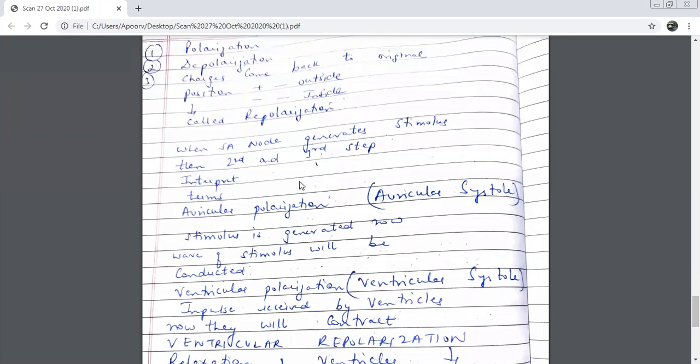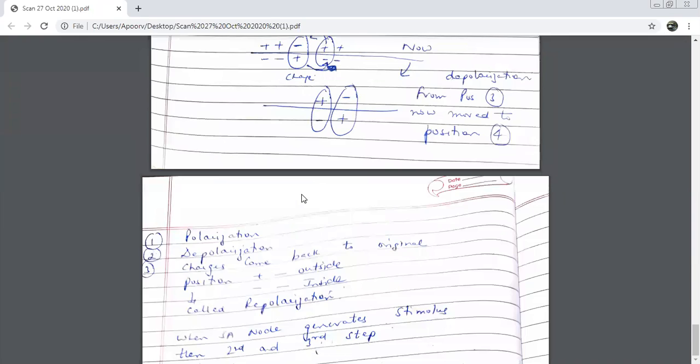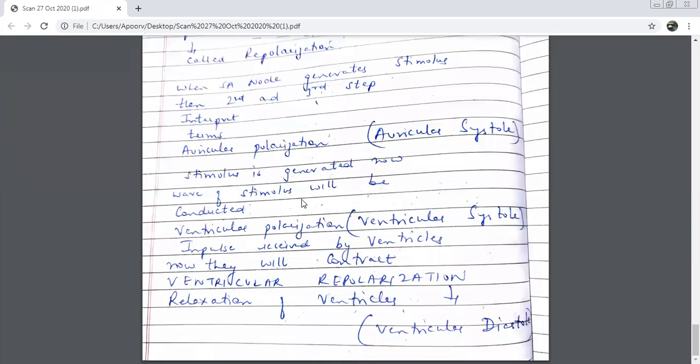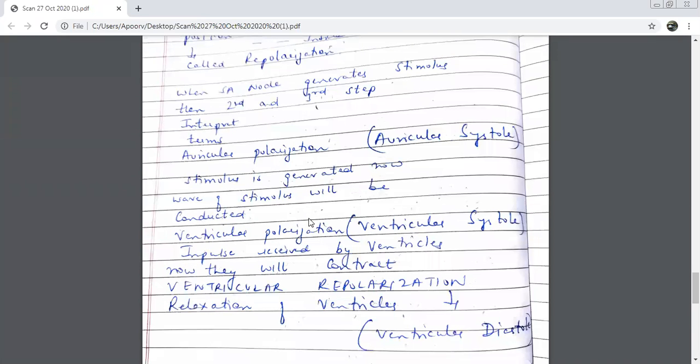So we had three conditions when we talk about ECG reading. The first condition, when it is in the normal condition, when there is no impulse, we call it as what?